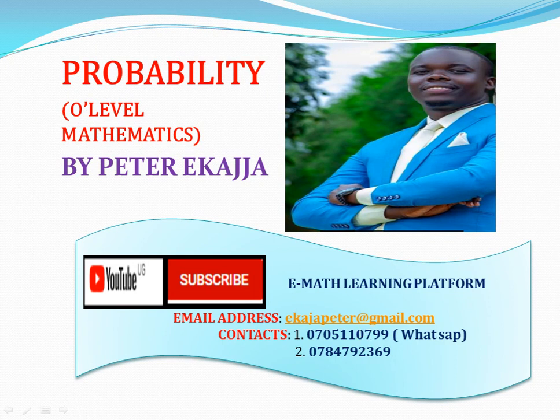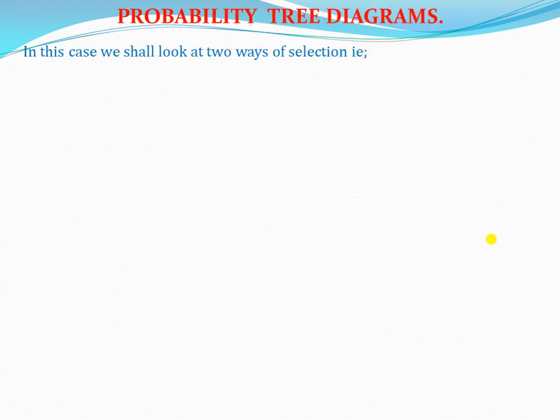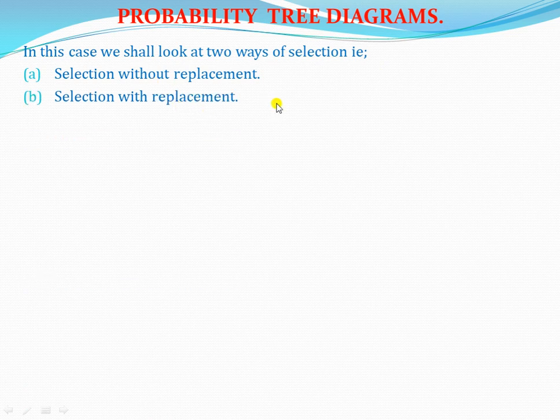Now let's go direct to probability tree diagrams. In probability tree diagrams, we shall always look at two ways of selection. That is to say, selection without replacement and selection with replacement. For today, we are basically going to begin with the selection without replacement.